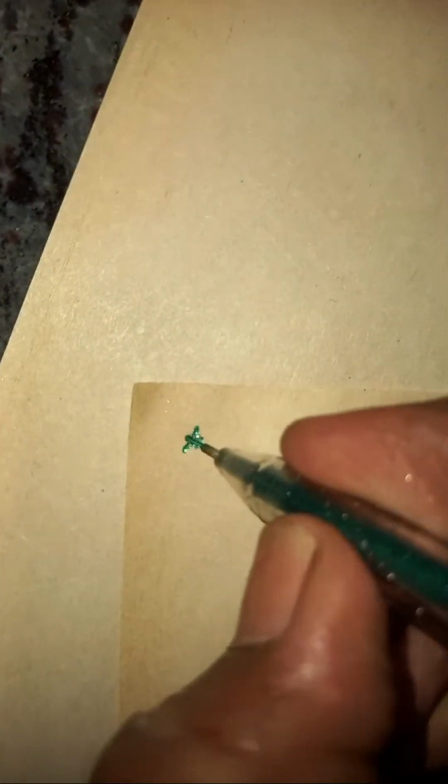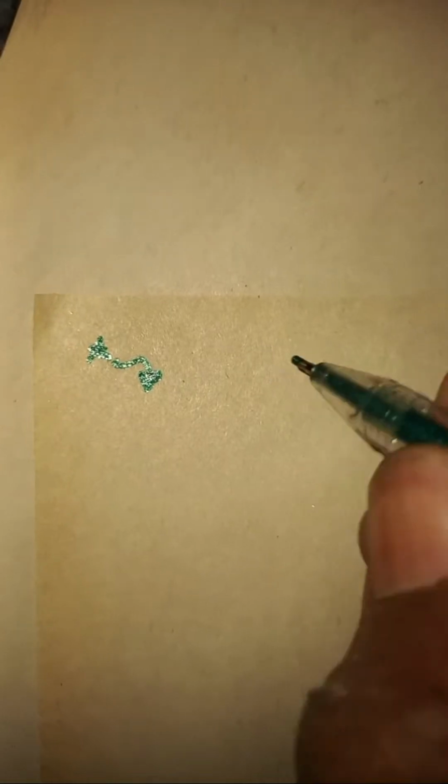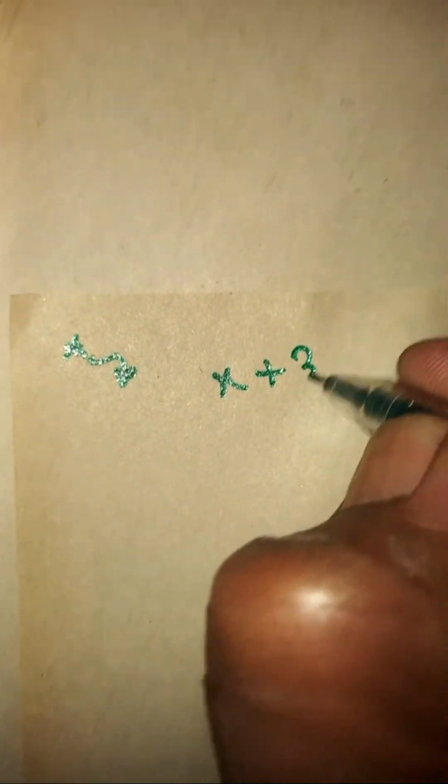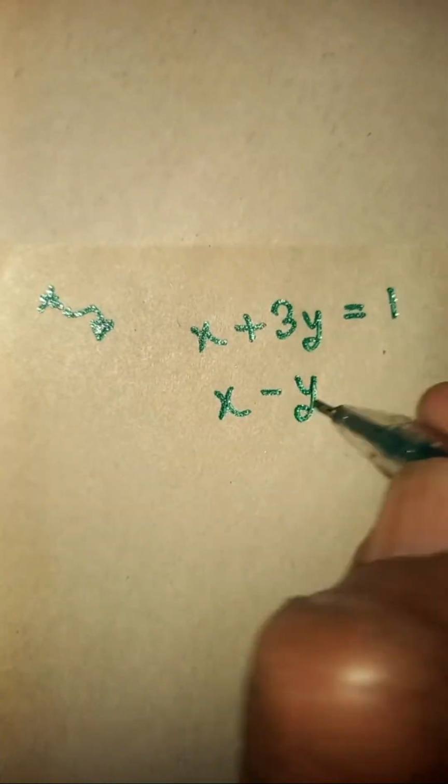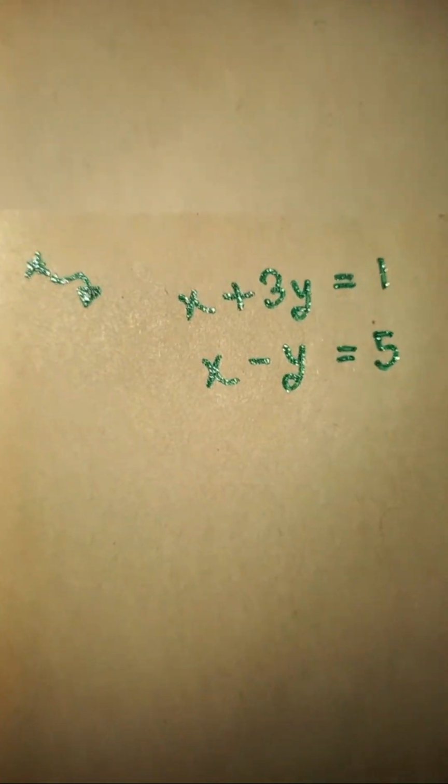I'll start one more equation. Two equations, in x, y and z. x plus 3y equal to 1 and x minus y equal to 5.